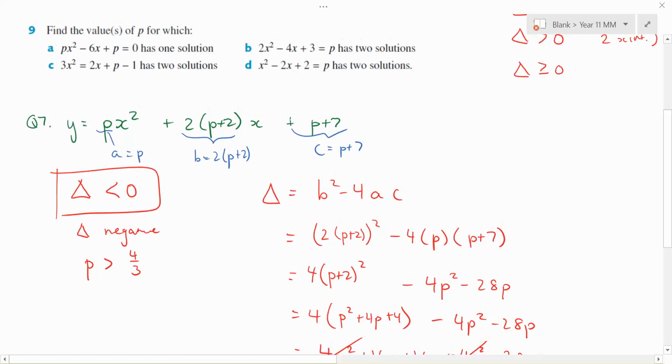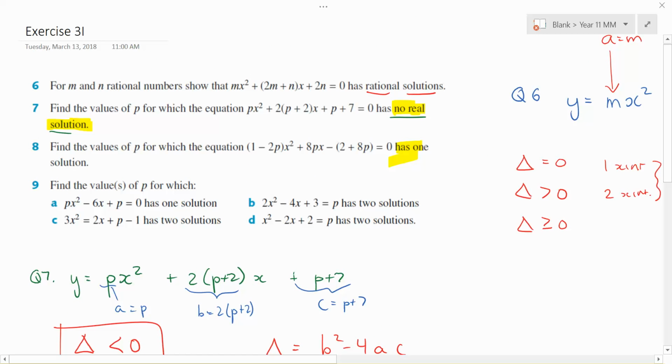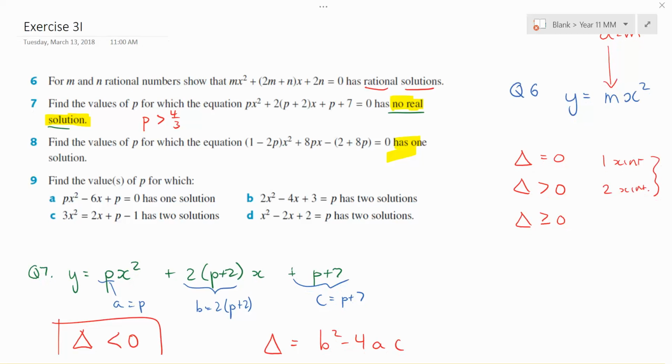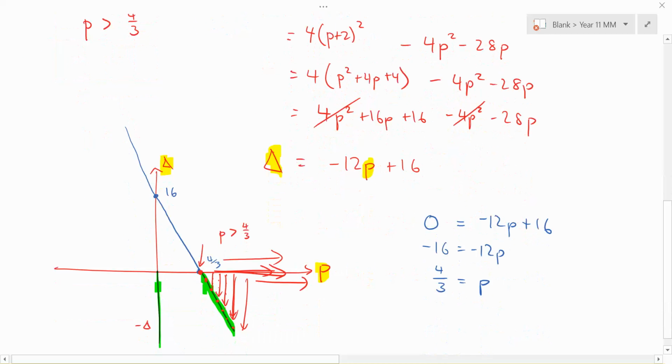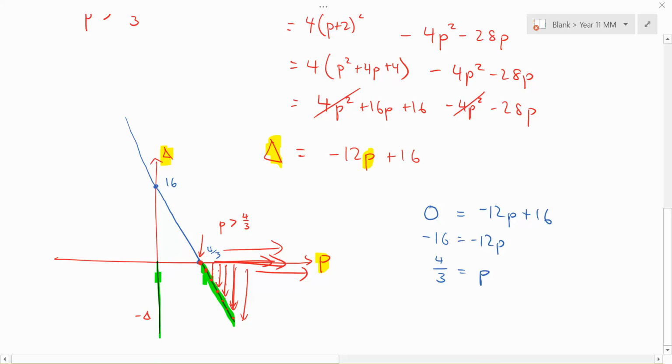So answering the question for question 7, find the values of P. Well, P just needs to be bigger than 4 on 3. Okay. All right, hopefully that makes a bit more sense. That's very similar to question 5. The only difference is you've got more letters and numbers. That's it. But same technique. You find the discriminant, sketch the graph, and analyze it using exercise 3G.